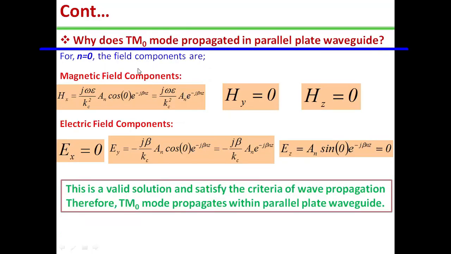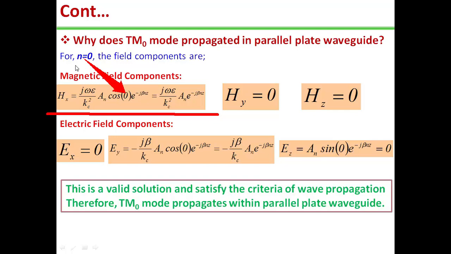Now let us see why the TM0 mode propagates in the parallel plate waveguide, whereas in the previous case, when the TE mode was analyzed, the TE0 mode does not exist in the parallel plate waveguide. So let us solve why the TM0 mode exists in the parallel plate waveguide. When we talk about TM0, we have n is equal to 0 here. Now for n is equal to 0, we have to find the magnetic and electric field components and see what the value is.